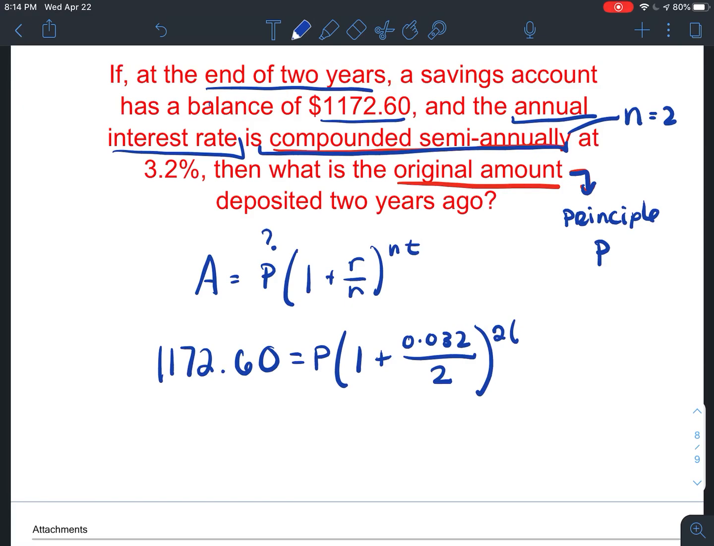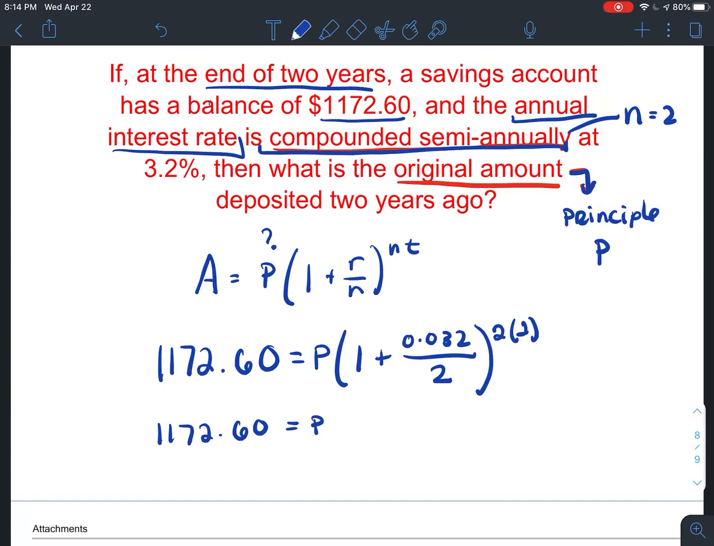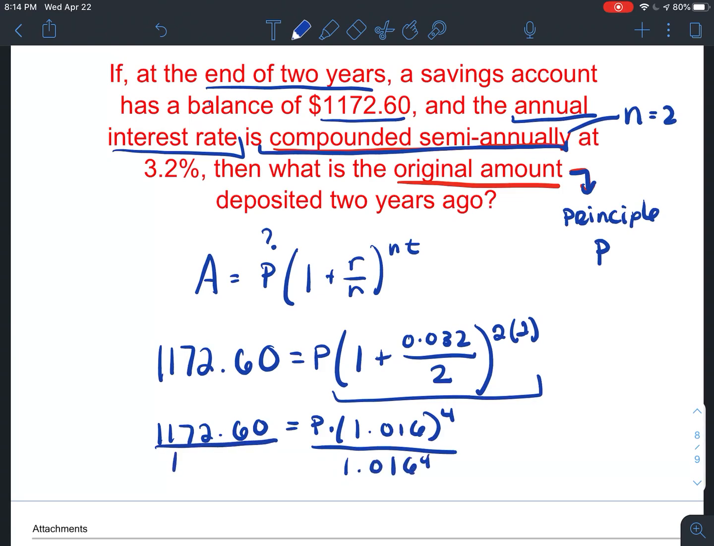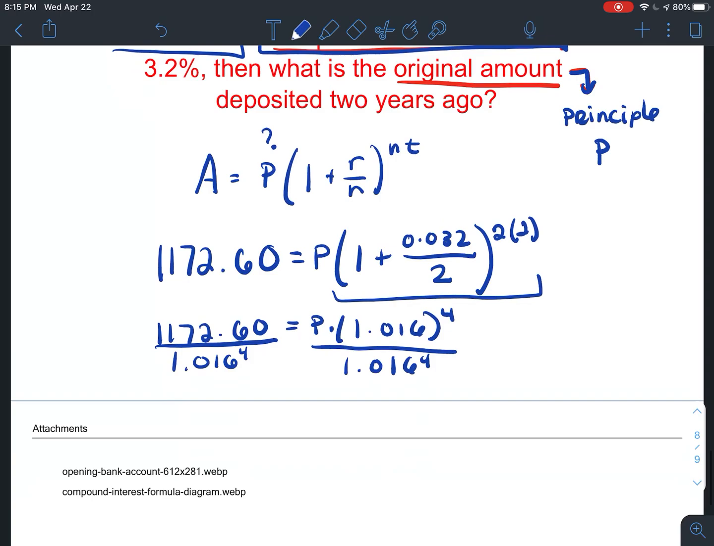And what is my time period? Well, this money has sat in this account for 2 years, so my exponent is 2. Now, just to make our lives a little bit simpler, I'm going to simplify this whole expression here to just one number with one exponent. So 1 plus 0.032 over 2 is equal to 1.016, all raised to the 4th power. So to solve for P, I'm going to divide by that 1.016 to the 4th power. And that's a 4th exponent.